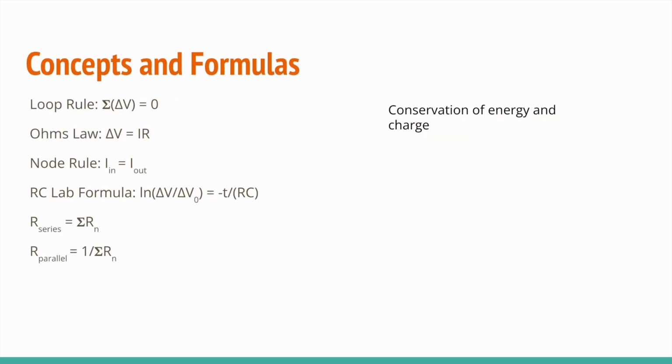So here are some of the concepts and formulas that I used in this experiment. One was the loop rule, which is that in a closed circuit, the change in voltage is 0. Ohm's law: voltage equals current times resistance. The node rule: the current into a node is equal to the current out. The linearization formula, which is used to find the RC. And then resistance in series is the sum of all the resistors, while in parallel, it's 1 over the sum of 1 over each resistor.